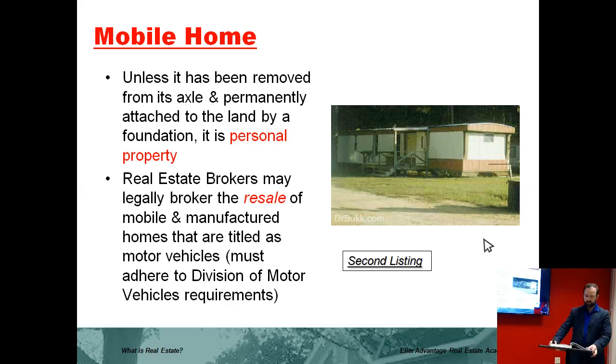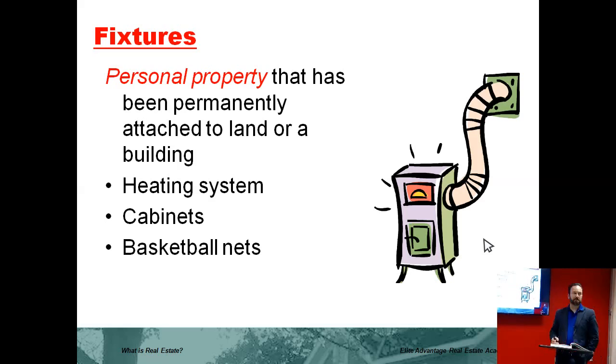I've had that problem several times throughout my career, where the home is a modular home, and then the mortgage company says no, it's a mobile home. Well, now they have to come out and inspect it and see that it's strapped in, or if it's not been strapped in, they actually require it to be strapped in for them to do financing. So it's something we will experience at some point. Real estate brokers may legally broker the resale of mobile homes and manufactured homes that are titled as motor vehicles, but we have to adhere to the DMV's requirements when involved in the sale of mobile homes.